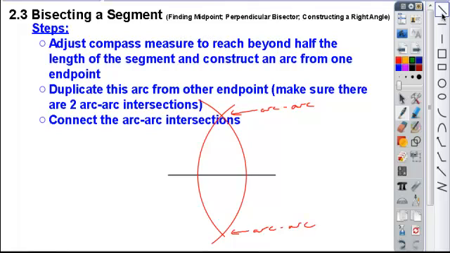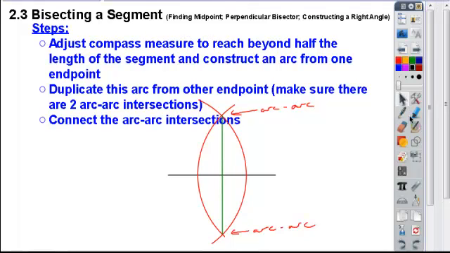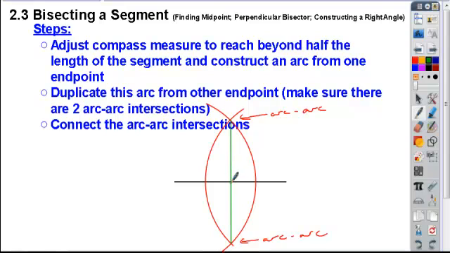And then your final step to find the midpoint, or to bisect this segment, is to connect those two arc-arc intersections. And once you do, what you locate is the midpoint. So not only did we bisect this segment, but we found the midpoint. It turns out that the segment we drew when we connected the arc-arc intersections is perpendicular to the original segment. So not only is that a bisector, it's also a perpendicular bisector.